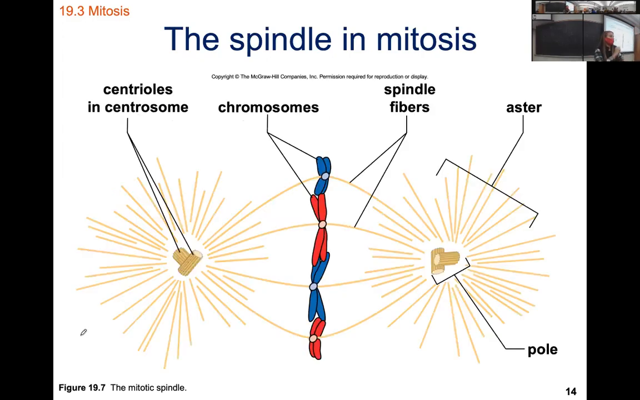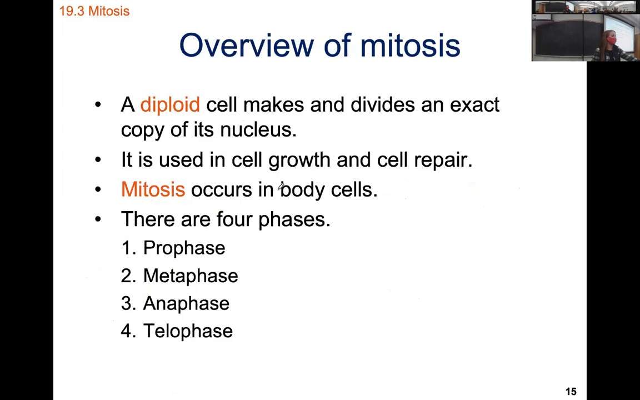Because our goal here is to replicate DNA and split that, so we have two cells, right? So here we have those centrioles in the centrosome. You have your chromosomes that line up in the middle. Those spindle fibers are those string-like looking things that are attached to the centrosomes. And then you have the aster, which are the little cylinder-type things around the outside. So those are the spindles of mitosis.